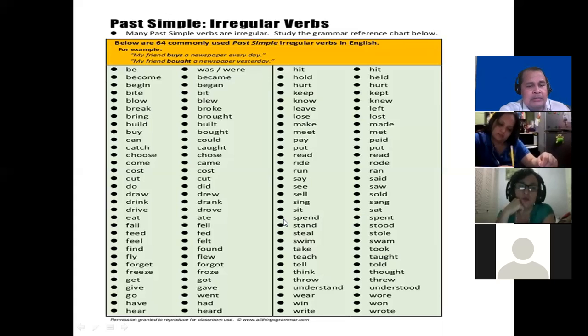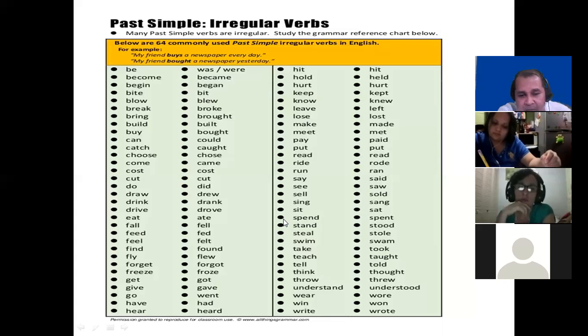Cut, cut. Do, did. Draw, drew. Drink, drank. Drive, drove. Eat, ate. Fall, fell. Feed, fed. Feel, felt. Find, found. Fly, flew. Forget, forgot. Freeze, froze. Get, got. Give, gave. Go, went. Have, had. Hear, and heard.